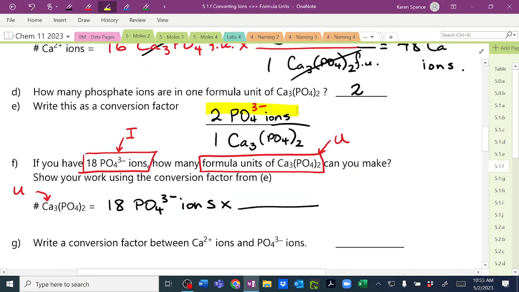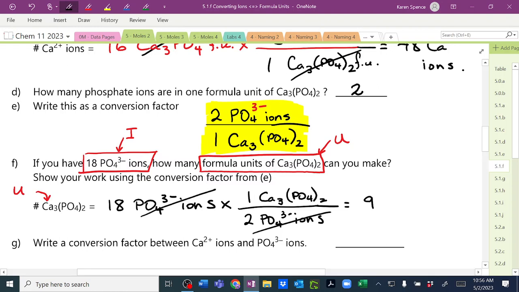can I use the conversion factor in the form that it is here? In yellow. No, I need to flip it upside down. Okay, so I'm going to put the 2 PO4 3- ions on the bottom and the 1 Ca3(PO4)2 on the top. 18 divided by 2 is 9. PO4 3- ions cancel out, and we're left with 9 Ca3(PO4)2, and those are formula units.